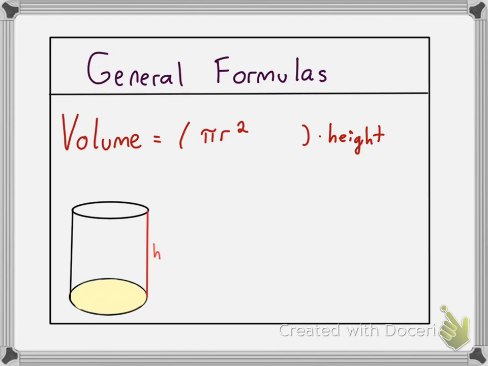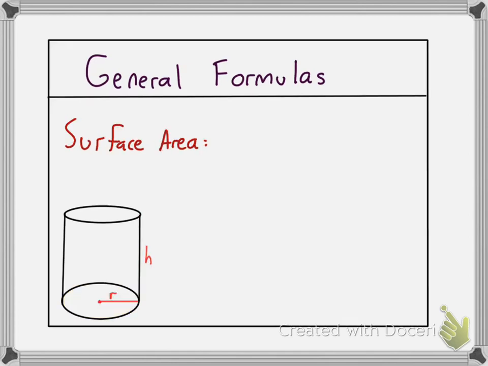My height I always denote as h. So to write this nicely, volume for a cylinder is pi r squared times h. But again, this is just another way of saying the area of the base times height. So now let's move on to surface area.